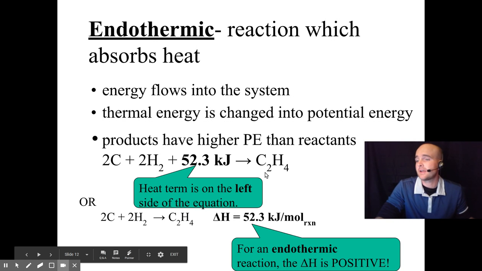There's no more correct answer for this. You could write it in the equation, or you could write this equation like normal and write delta H and then your enthalpy off to the side. Either one is perfectly fine.